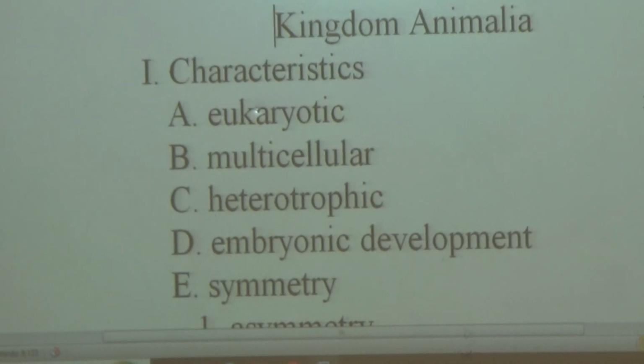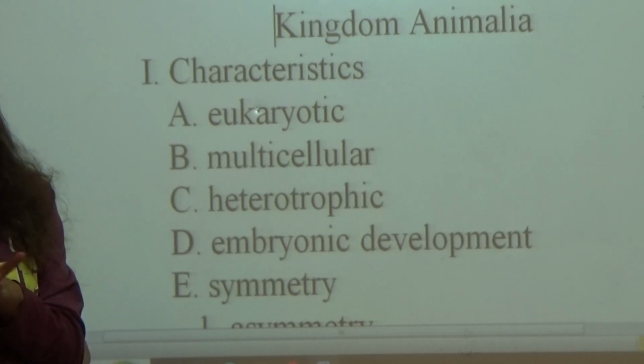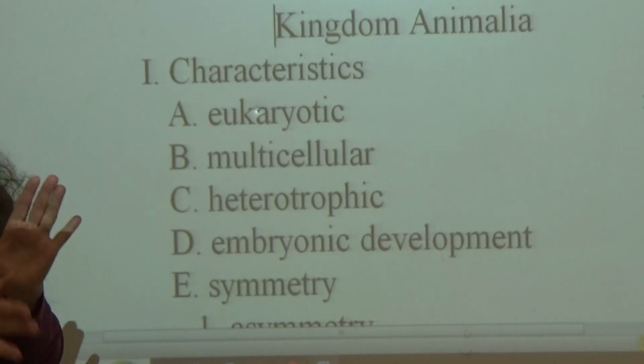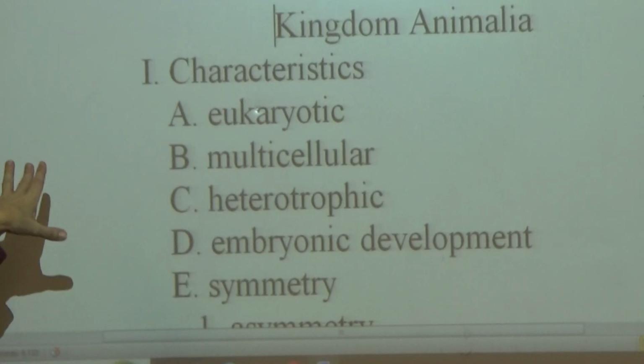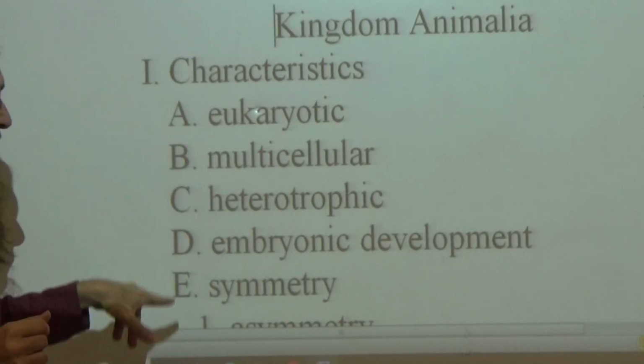Okay, so our next kingdom, well, we've done Monarans, and then we did Protista, and we did fungi. So we're going to go ahead and start on the next kingdom, the Animalia. Well, there's also the plants, but we'll come back to plants. All right, so Animalia, the animals. We're going to look at their characteristics first.